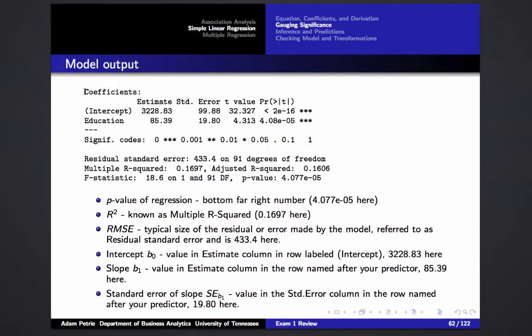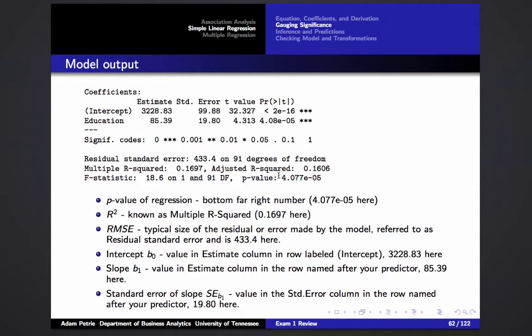All right, so when we look at a summary of the model, we get the following output from R. And it's going to be your responsibility to be able to talk about pretty much every single number that you see here. So one thing that we're curious about is whether or not the regression is statistically significant. What's the p-value of the regression? Right here, bottom right-hand number. In this case, less than 5%, so we know this regression is statistically significant.